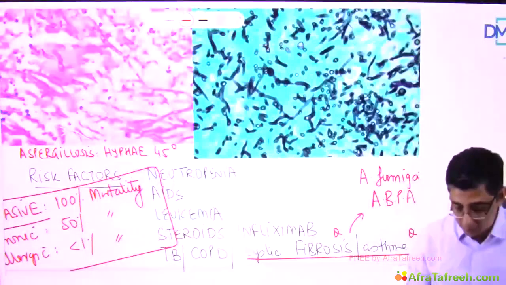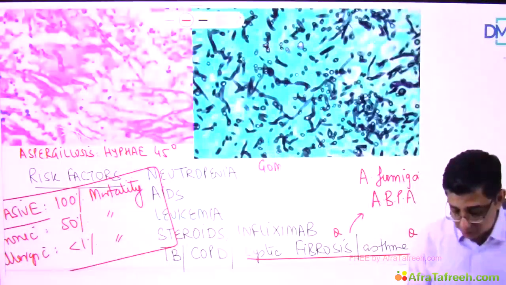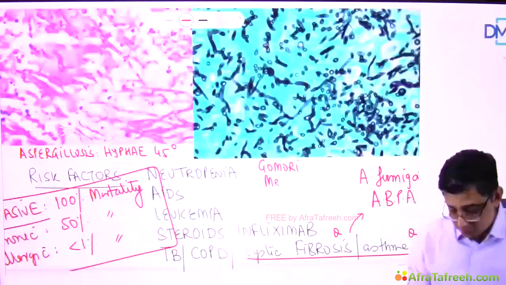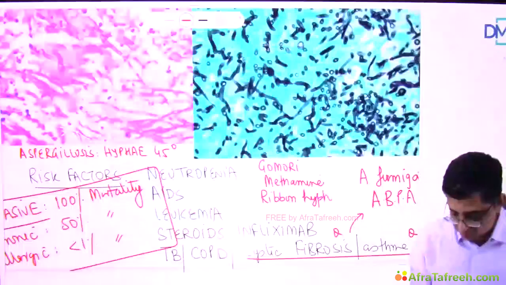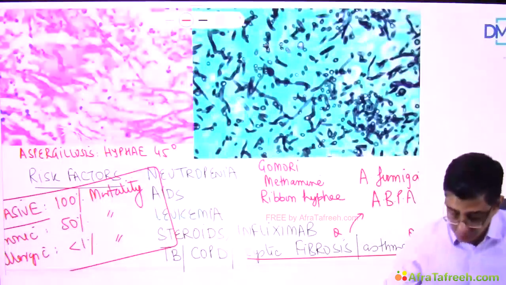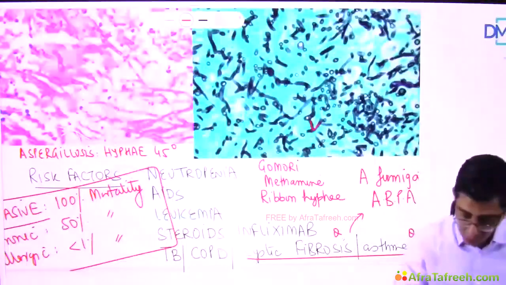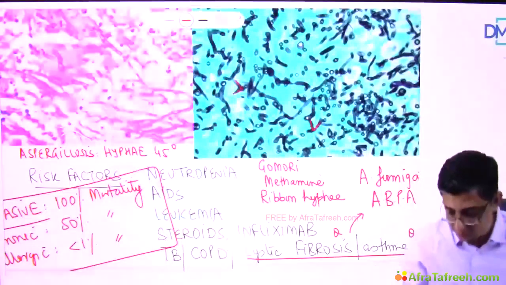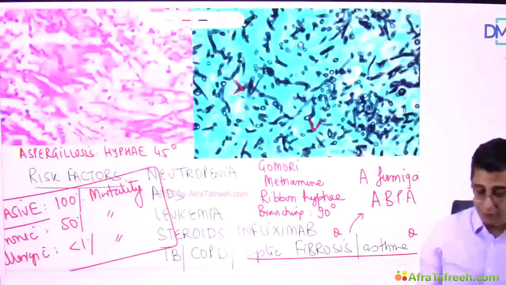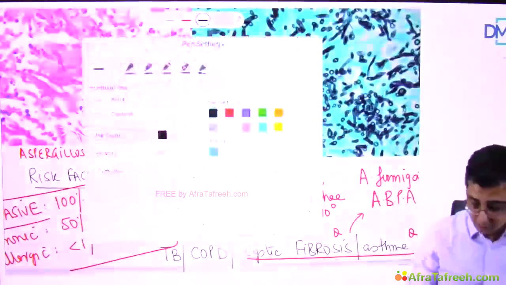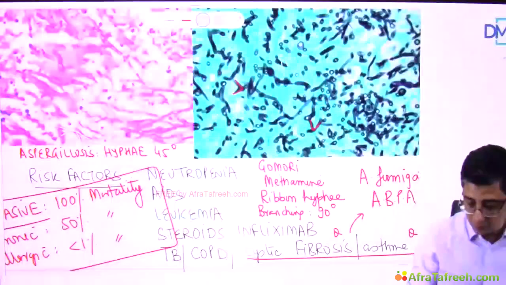But if you look at the right side image that I have shown here before you, this would be a Gomori methenamine stain. This Gomori methenamine stain is showing the hyphae to be relatively thicker. So I'm using the words ribbon-like hyphae, and these ribbon-like hyphae have branching at close to 90 degrees. This presentation on the right-hand side, where the branching is occurring at a right angle, is a feature encountered with mucormycosis, rhinocerebral mucormycosis.